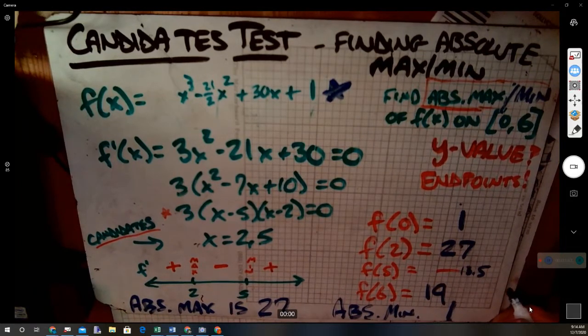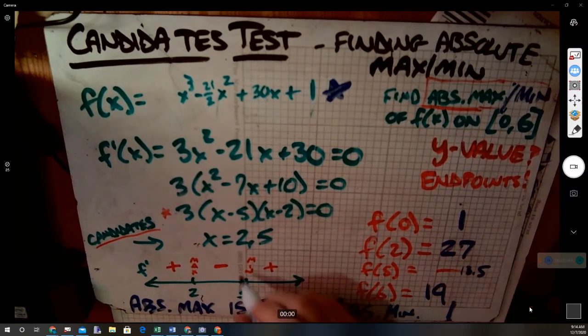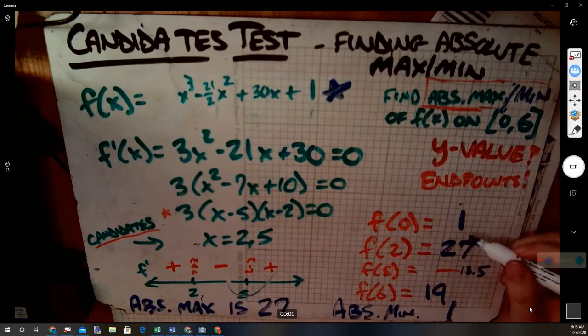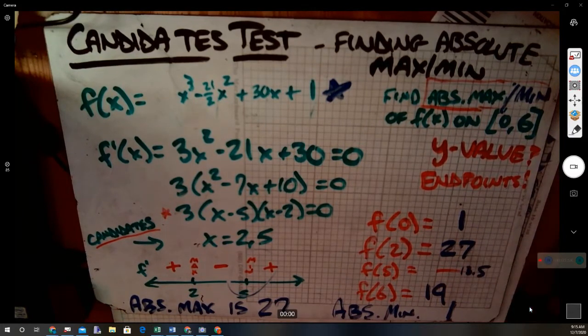A lot of people, the answers on a multiple choice question would be giving you 13.5, because that's where the local minimum occurs. But that's not the absolute minimum. Absolute means you've got to check these endpoints, have to do this candidates test to find what y value is the biggest and which one is the smallest.